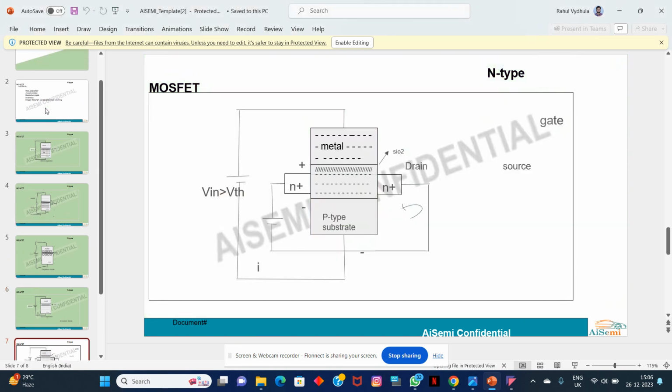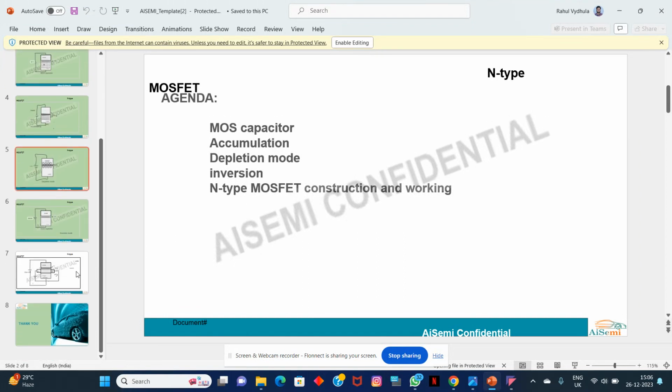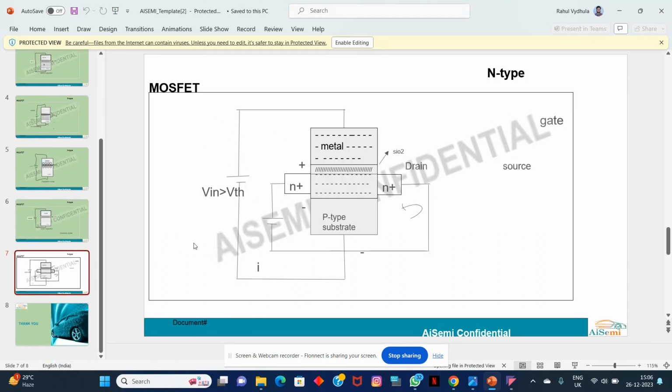Now the N-type MOSFET construction and working. In the N-type MOSFET construction, we take a P-type semiconductor as a substrate. The substrate is P-type. We add two N-type semiconductors on the two sides of the circuit. We have three terminals, that is drain, source and gate.